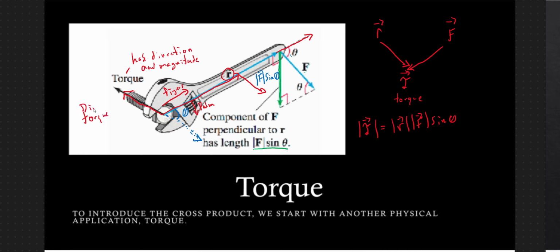I'll say the direction of torque is in along the bolt. So it's parallel to the vector that describes the bolt, and it's going inward along the bolt. So that has a tightening effect.